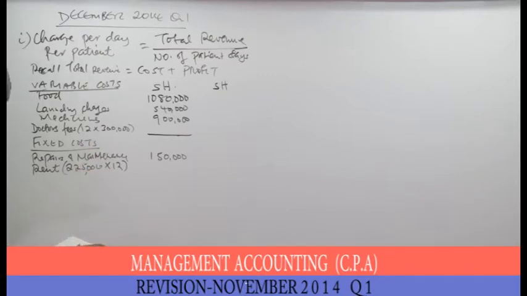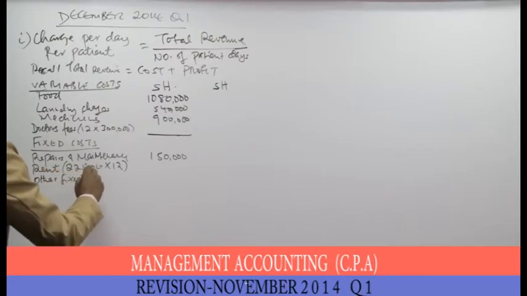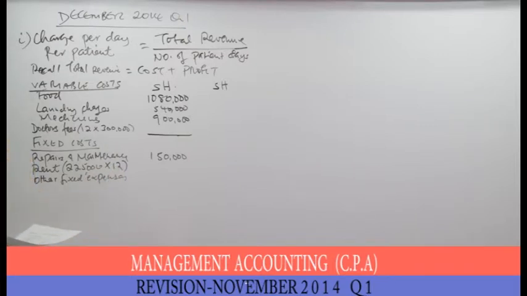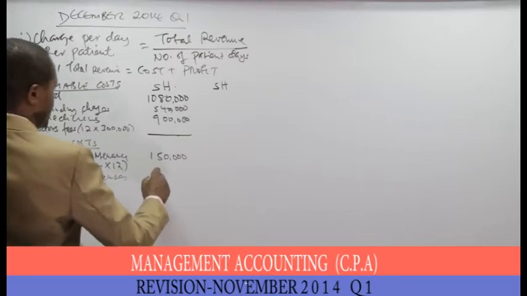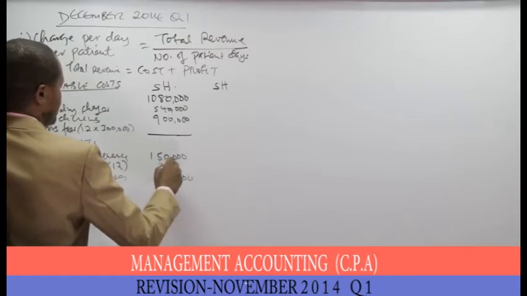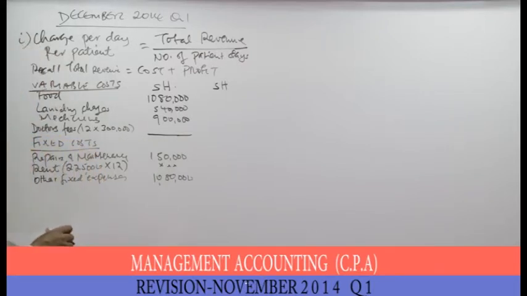Then we have other fixed expenses. From the question we are given 1080. Don't forget there is a figure here which requires a calculator. Then do we have any other fixed costs?